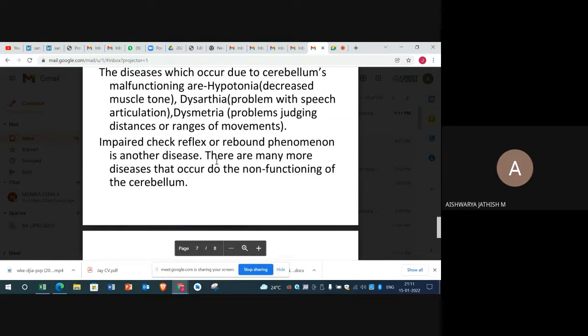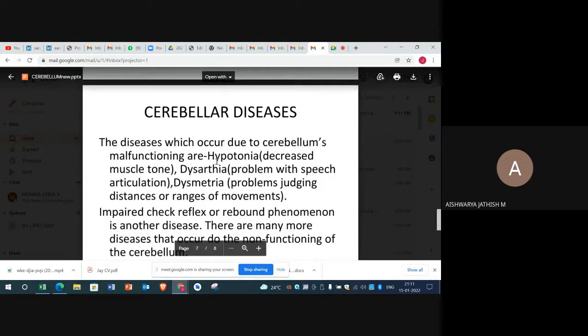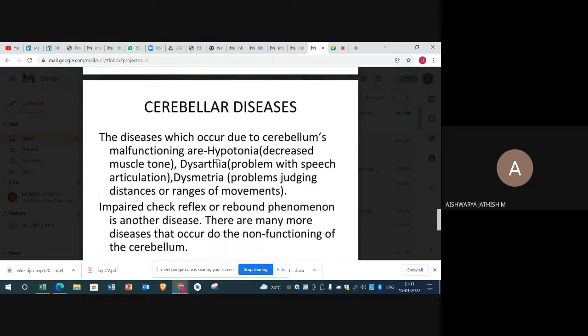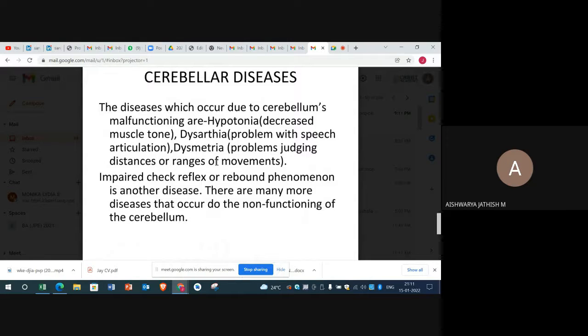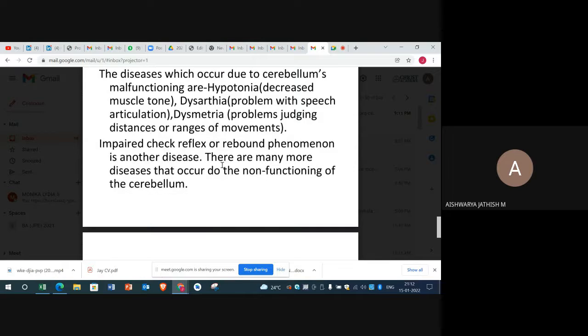Next, what are the diseases that occur? The diseases related to the cerebellum that occur if it is malfunctioning are hypotonia, decreased muscle tone; dysarthria, a problem with speech or articulation; dysmetria, problems judging distances or ranges of movements; and impaired check reflex or rebound phenomenon. There are many more diseases that occur due to non-functioning of the cerebellum.